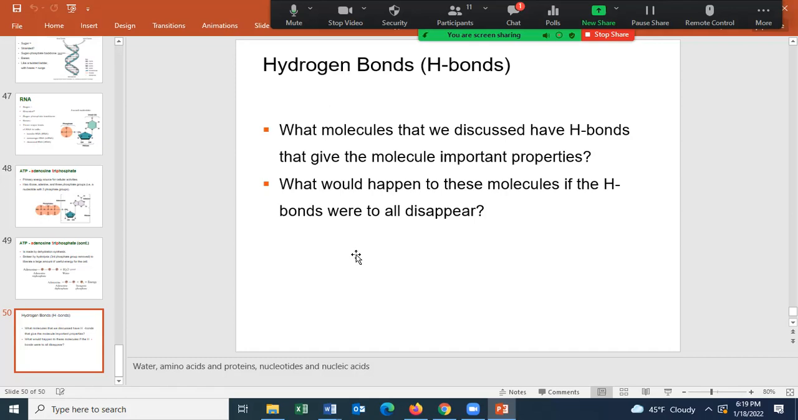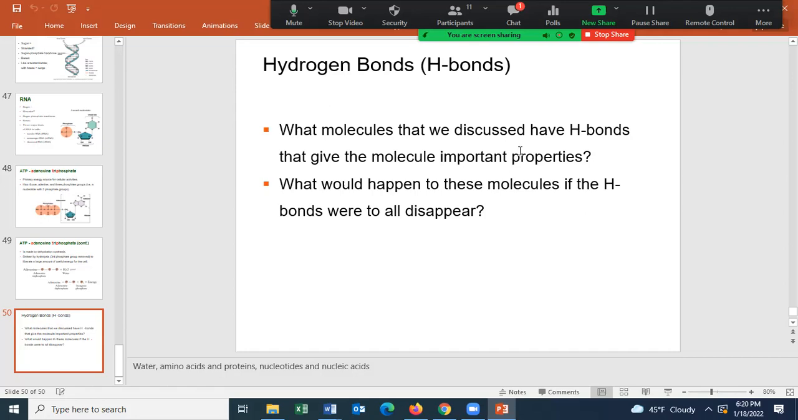Dry out. I suppose if we're talking about water, the hydrogen bonds link the water molecules together to get liquid water. And so if you lose all the hydrogen bonds, you'll now have gaseous water. And so there will be no more liquid water on the planet. There would be no more functional protein. So all of the proteins would be denatured.